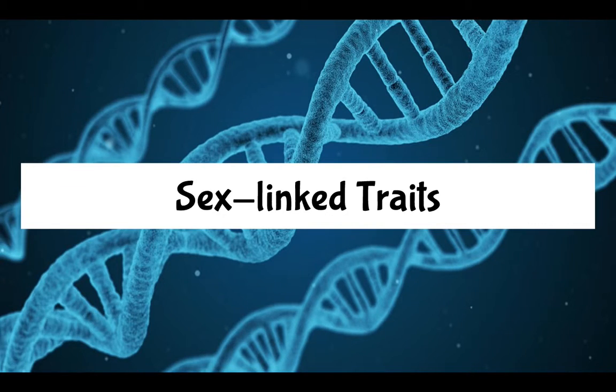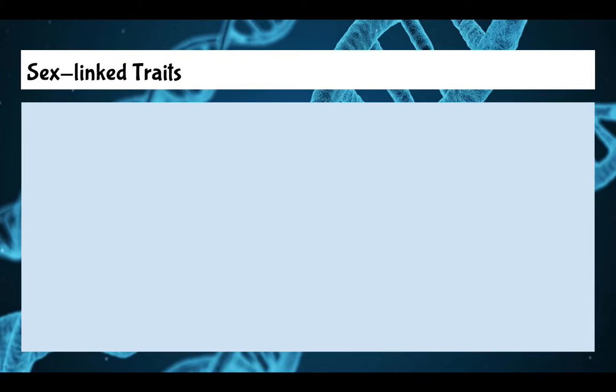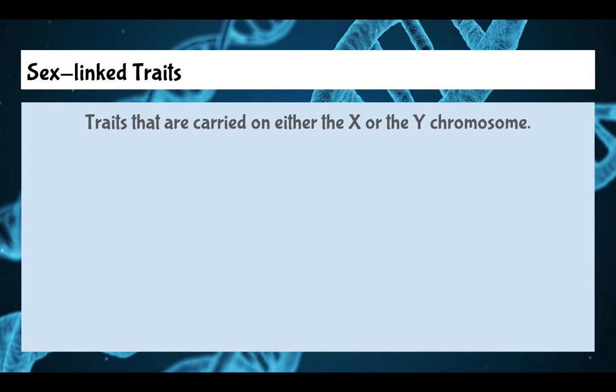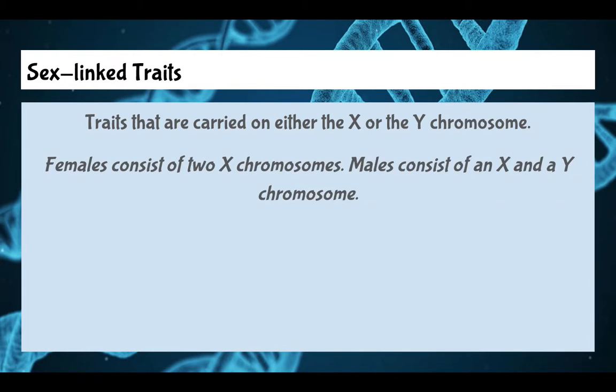So the final addition to genetics that came from the chromosome theory of inheritance that we're going to talk about are sex-linked traits. So they are related to or linked to the gender of the individual. So these are traits that are carried on the X or the Y chromosome. So females have two X's and males have an X and a Y.